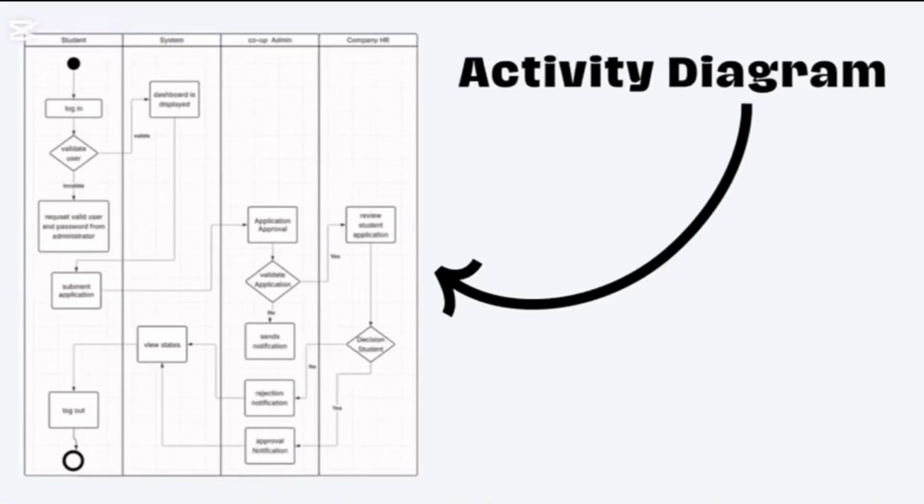Hello, my name is Shayma and I will be explaining our activity diagram. Here it all started from the student logging into the system. The user might be invalid. Here the student will request a valid user and password from the administrator. Now, if the login and the user were valid, the system will display a dashboard to the student, so now the student is able to submit an application.